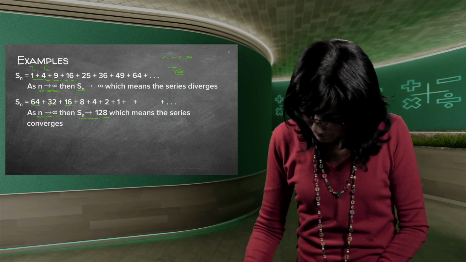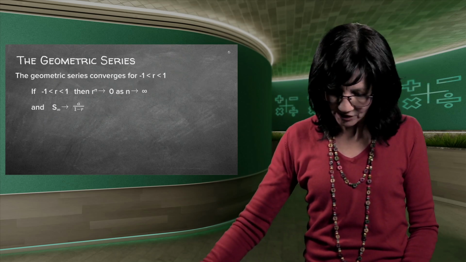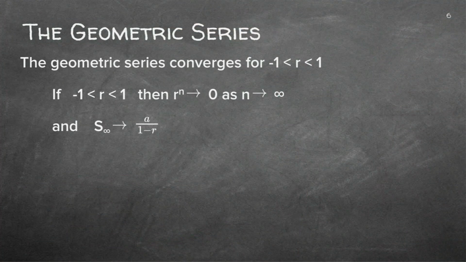Now, if I do the next page, maybe it will make more sense to you. Let's just see what it says. It says there, if the r lies between -1 and +1, in other words, if the r is a proper fraction between -1 and 1, then if my n tends to infinity.